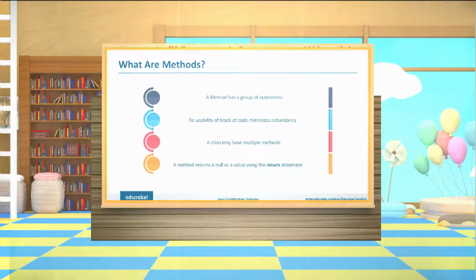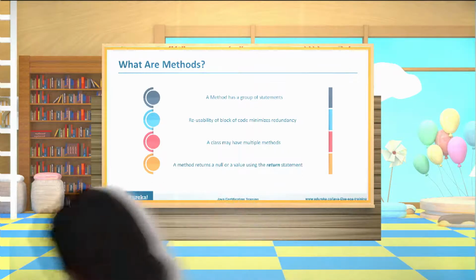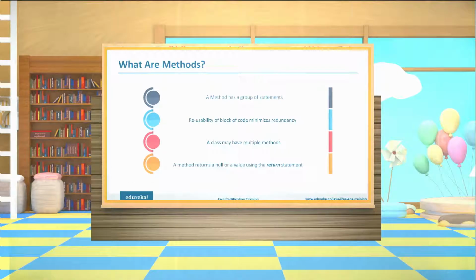A class can have multiple methods, as you could imagine. You could have multiple behaviors introduced into a class, which means that you would potentially have multiple methods within a class. A method returns null or a value using the return statement. The intent of the method is to perform some operation, right? So the method would take parameters and do some operations on these parameters, and it may or may not return something back to the calling program.